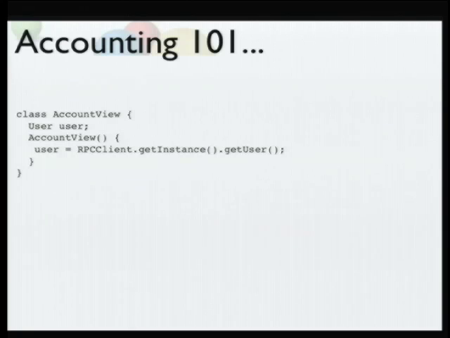So let's do some more examples of fun stuff. Suppose you want to test the account view, and the account view in your constructor goes and reaches into the global state, right? RPC client.getInstance, that's what it is. I mean, you can call it a singleton, you can call it a service locator, you can call it whatever you want in your application. It's still a global state.